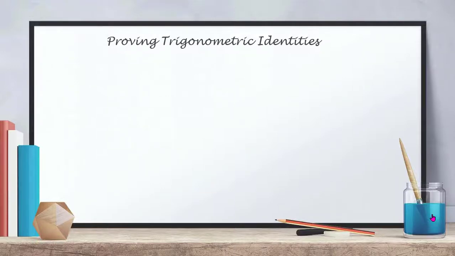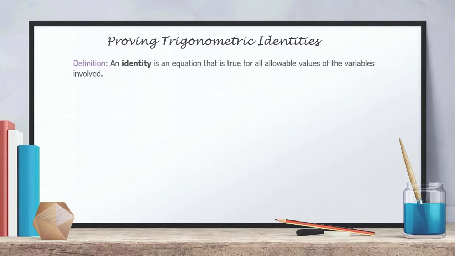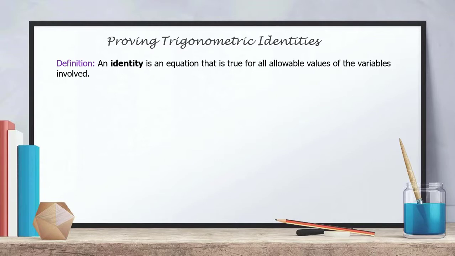Welcome to today's lesson. Today we are going to learn how to prove trigonometric identities. An identity is an equation that is true for all allowable values of the variables involved.